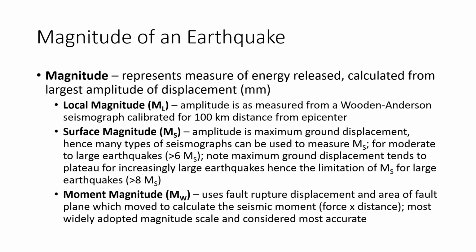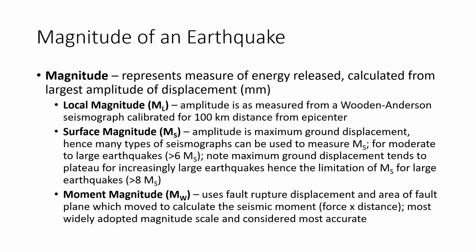Now let's talk about the magnitude of an earthquake. Magnitude represents the measure of energy that is released during the earthquake. And this is typically calculated using the amplitude of displacement or other indicators, as you will see later on. Now you have three main types of magnitude scales. You have your local magnitude, or M sub L. You also have your surface magnitude, which is M sub S. And then you also have your moment magnitude, which is M sub W.